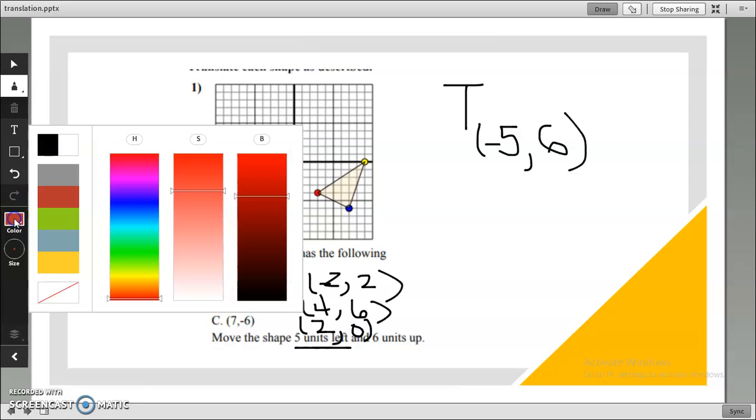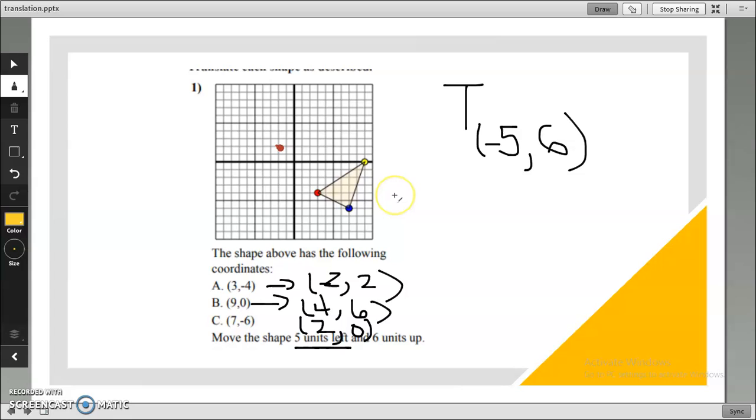All right, the next one, we'll do the yellow one. And that one is at 9, 0. So this is 1, 2, 3, 4, 5, 6, 7, 8, 9. And it's going to change to 4, 6. So we'll go over 1, 2, 3, 4, up 1, 2, 3, 4, 5, 6.